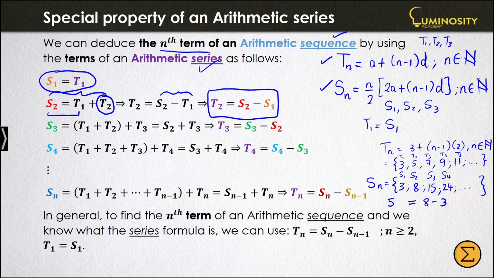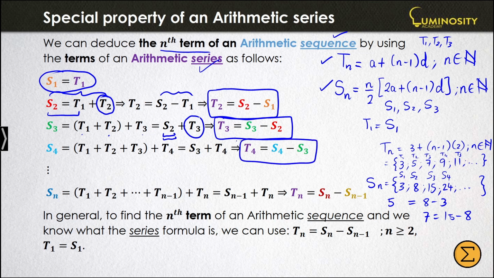What about S3? Well, that's T1 plus T2 plus T3. But we know that T1 plus T2 is S2. Okay, so to get this T3 by itself, I subtract S2 from both sides. Therefore, I get T3 equals S3 minus S2. And again, we can check that out. T3 is 7. And S3, which is 15, minus S2, which is 8. 15 minus 8 is 7. So that works.